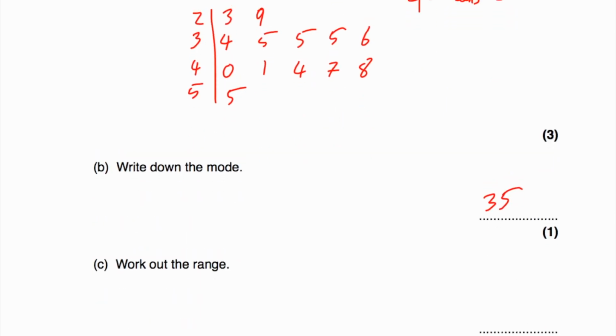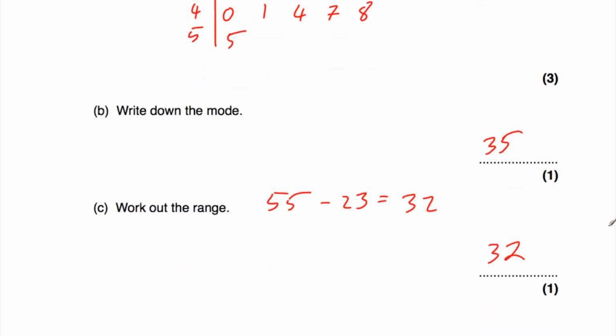Our next question says work out the range. Well, the largest number is 55 and the smallest number is 23. And whenever we do 55 take away 23, that would be 32. So our answer would be 32. So the range is 32, and that's it.